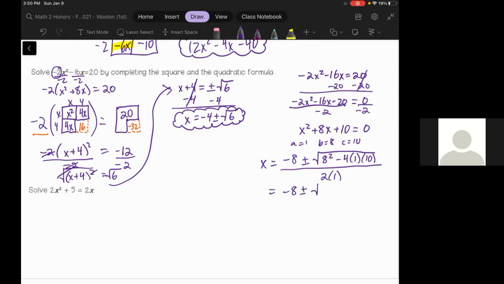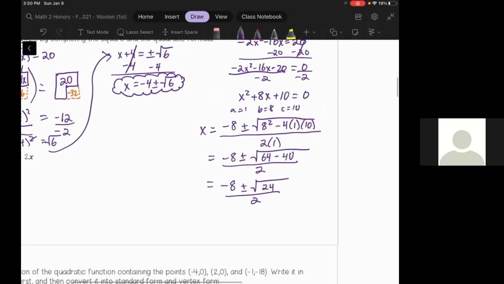So that's -8 plus or minus the square root of 8 squared is 64, minus 4 times 1 times 10 makes 40, all over 2, which is -8 plus or minus the square root of 24, all divided by 2. Now 24 is not a perfect square. So to simplify that, I'm going to try and think, are there any perfect squares that are factors of 24? 1 times 24, 2 times 12, 3 times 8, 4 times 6. And looking at all of these, only 1 and 4 are perfect squares.